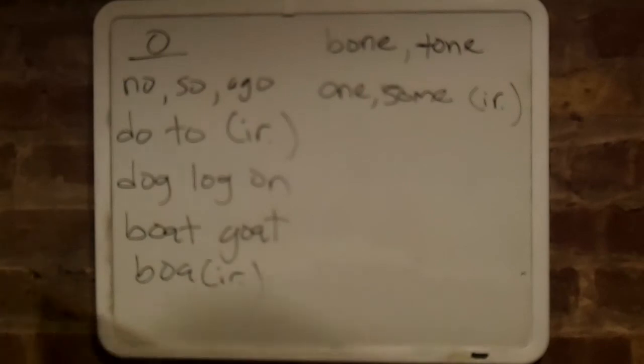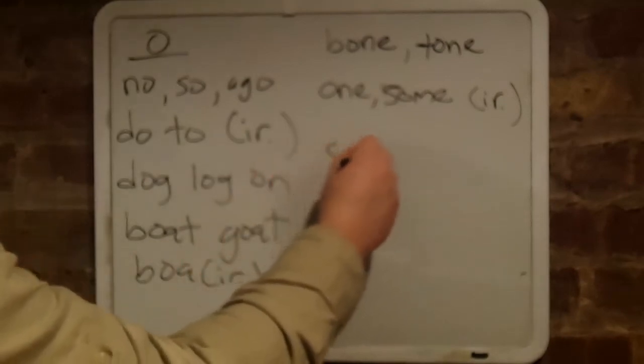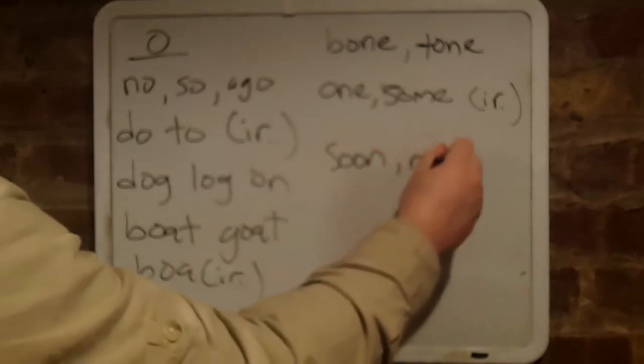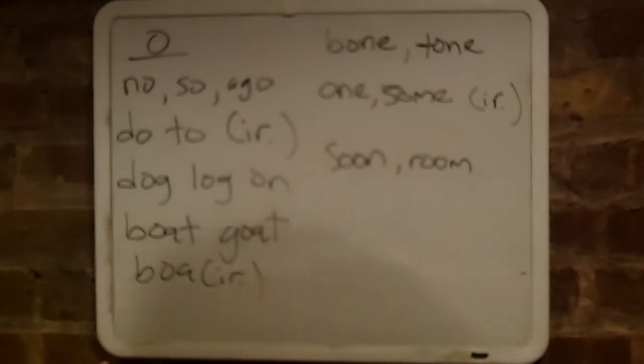Double O in English usually sounds like oo. You see this in words like soon and room. There are a couple exceptions to this. There are a couple words where a double O makes the short oo sound, and the only combination of letters that makes the sound is double O.